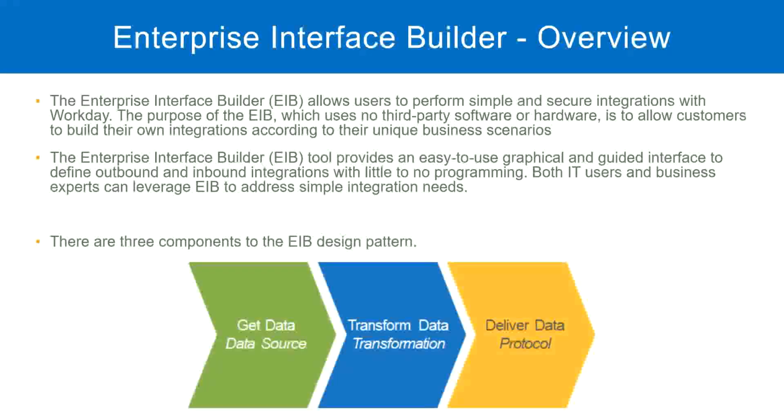And then deliver the data. How are we going to send the data to an external system? So we have to configure that as well. Once we do these 3 steps, our EIB is ready, and we are going to start exchanging information from Workday with an external system.